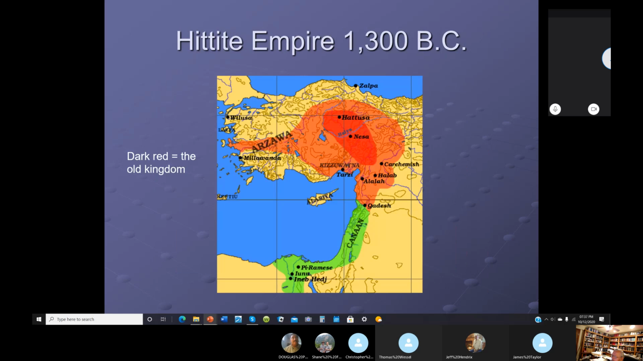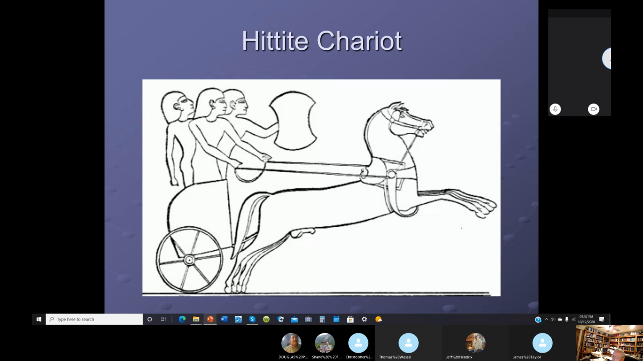All right. And here they are in 1300 BC. They had shrunk a little bit, but in 1300 BC, that's where they were. The dark red is the old kingdom, which had spread out in 1300 BC. Here's some of their pictures of their chariots, okay? This is their chariots. Alexander the Great, after him, nobody ever used chariots after that, but that's a long story. He figured out how to stop chariots, okay?